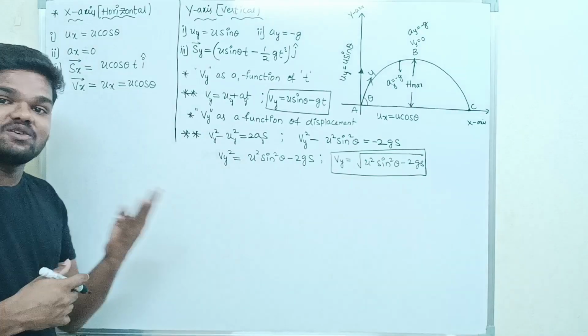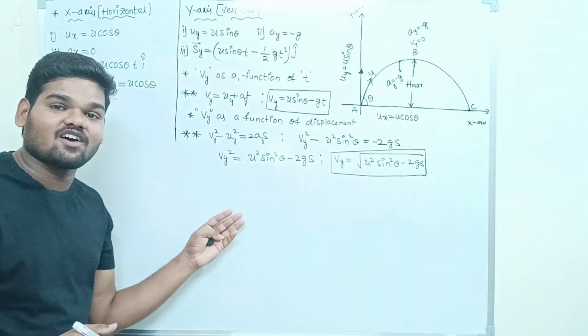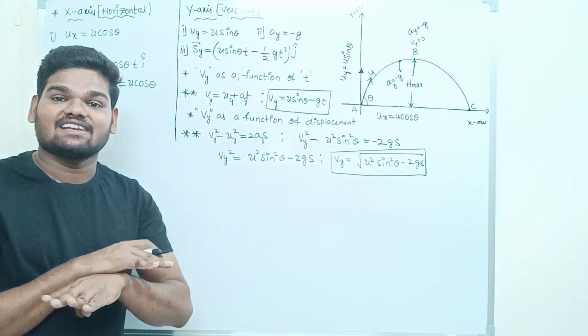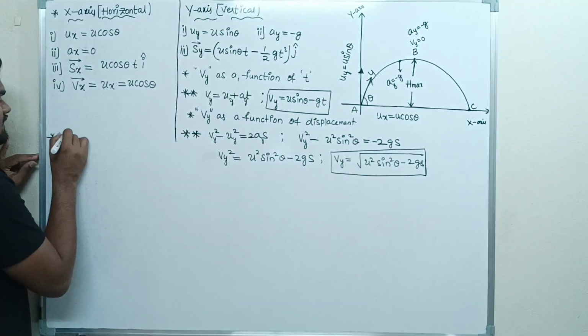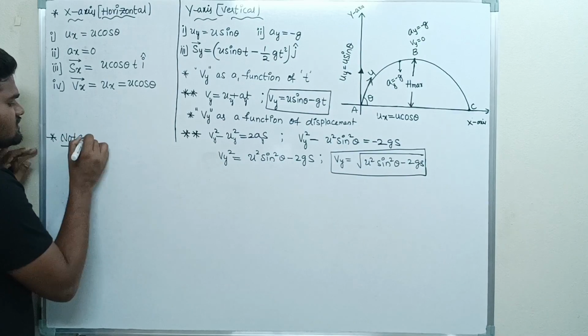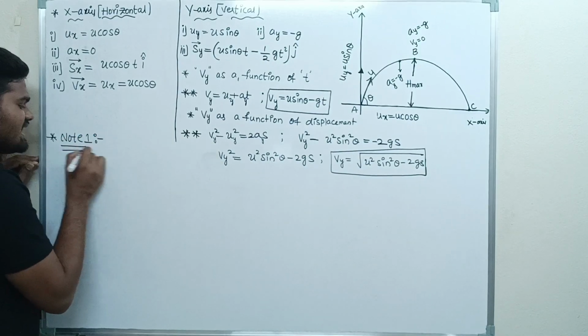We have two formulas. After that, we will solve one problem, and with that the lecture is closed. Are you happy? Okay, right. Note number one: if you remember this formula, then you can do the problem fast as well as easily.